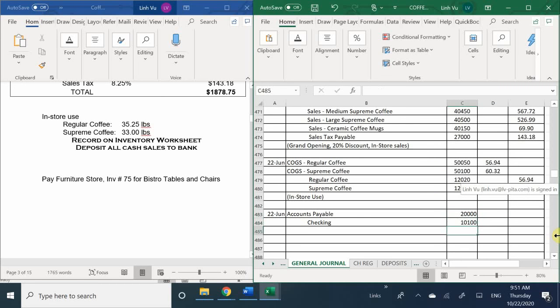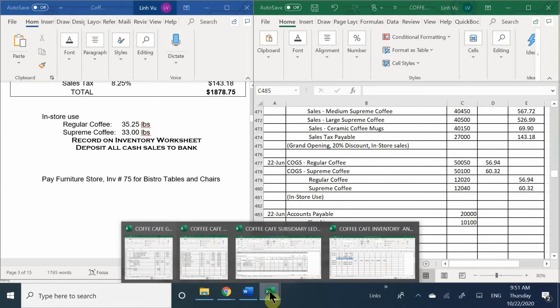So then we need to go to the journal. We are in the journal. No, my apologies. The ledger. Which one? Subsidiary. We need to go to the subsidiary ledger, right? That's where we keep track of our customers, vendors, and employees. So not general, subsidiary. That's what's up.